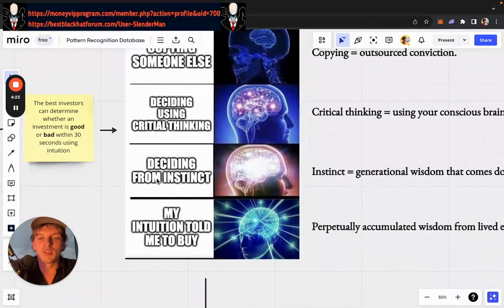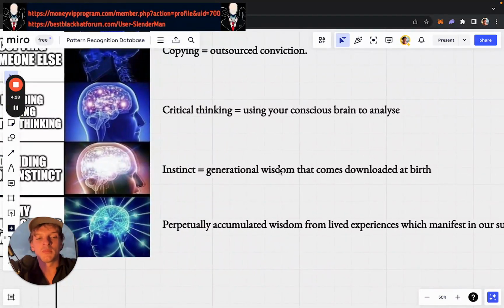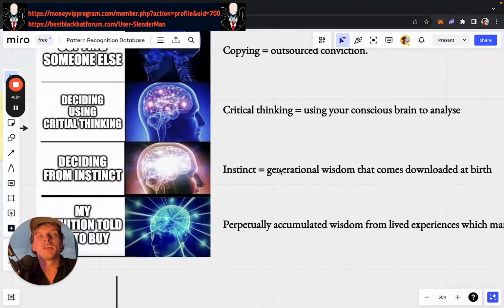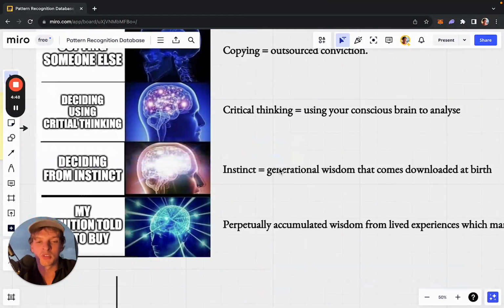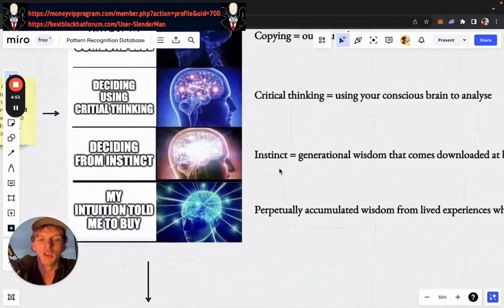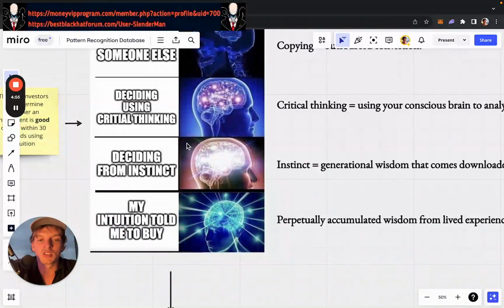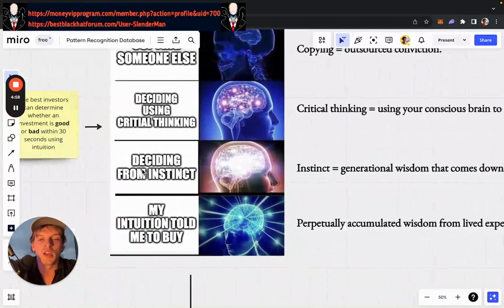And then the next level is deciding from instinct. So instinct is the generational wisdom that comes downloaded at birth, right? Why is it that when a fucking ant is born, it can just immediately know how to walk? Why is it that when a baby is born, it just starts crying? How does a baby know how to cry? You know, this is instinctual things downloaded at birth. It's like the programming, it's like the software. When you buy a new computer, it's got software pre-installed, and then you add the things afterwards, right? You add all the programs after. This is the next level, and you can use instinct to help determine decisions.